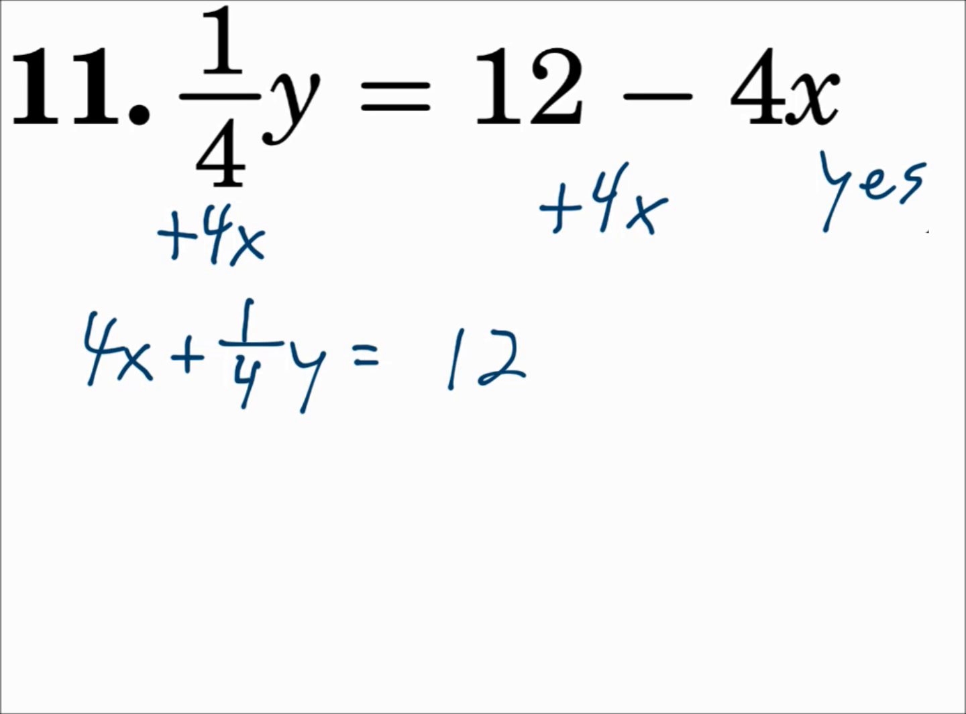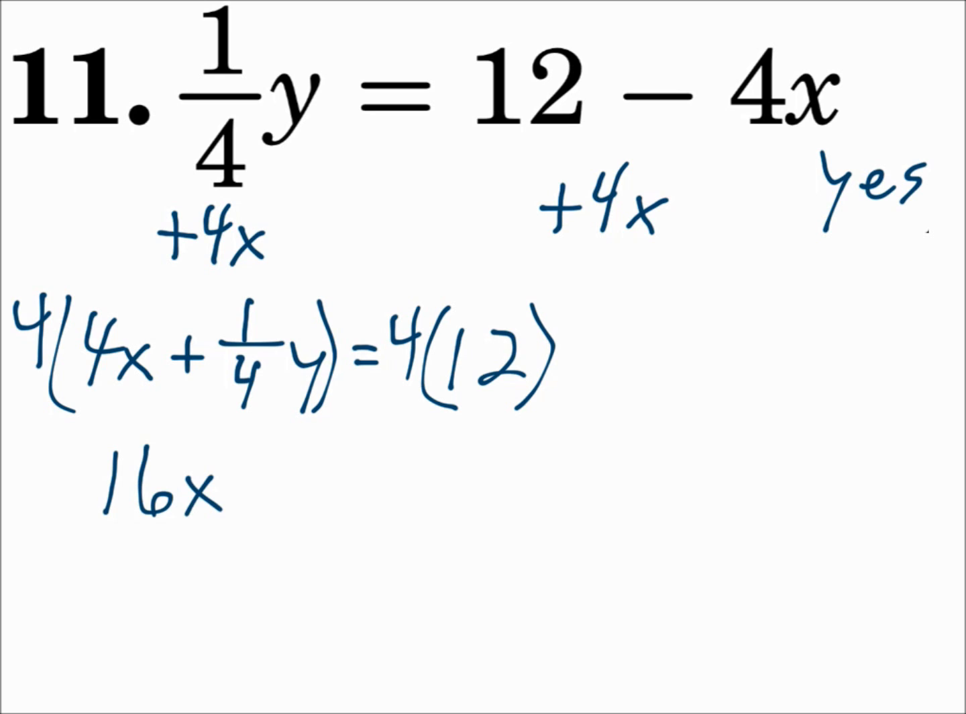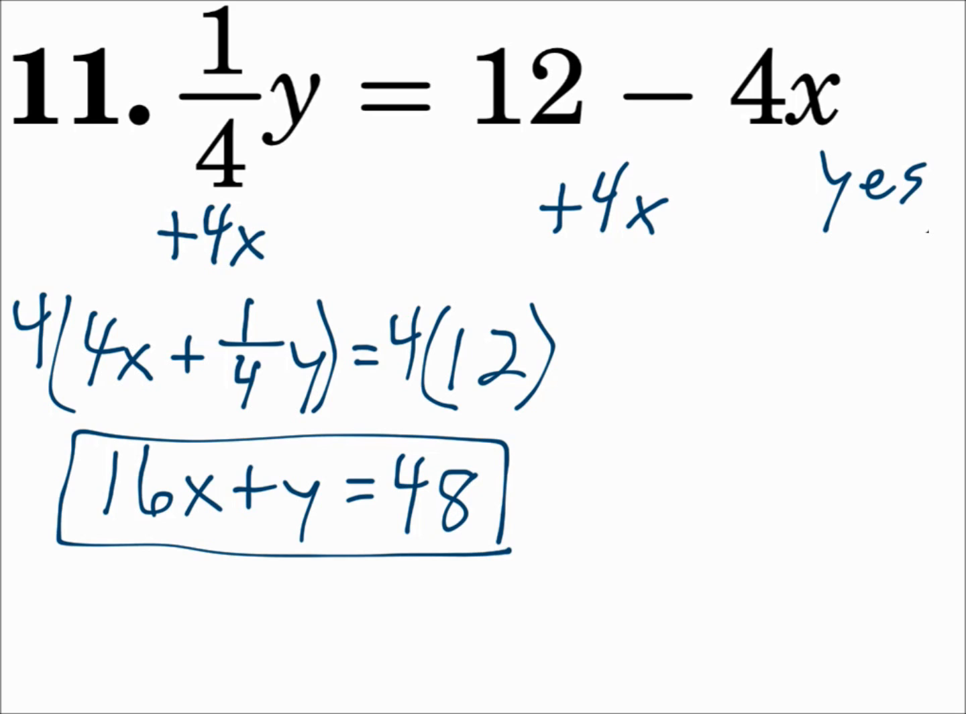Multiply everything by that denominator of 4. Both sides times 4. Distribute on the left. 4 times 4x is 16x. 4 times 1/4 y is 1y, which is just y. And 4 times 12 is 48. The 16's positive. 16, 1, and 48 do not have any common factors between all three of them. So this is finished.